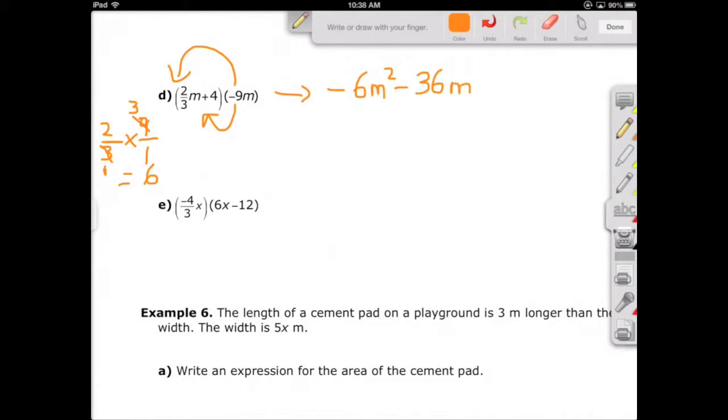Our answer is negative 6m squared minus 36m. Watch your signs. It's pretty important. Okay? Since I've gone and done a fractional version of d, I'll let you go ahead and do the fractional version of this. Remember to place these over 1 if that's what you need to do. Right? It'll help you do your multiplication and any canceling a bit more accurately.